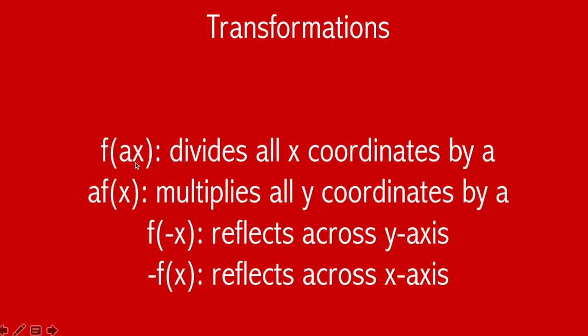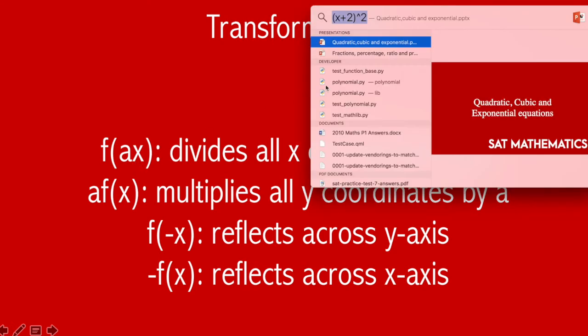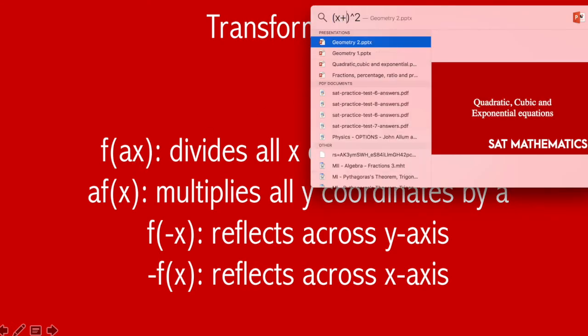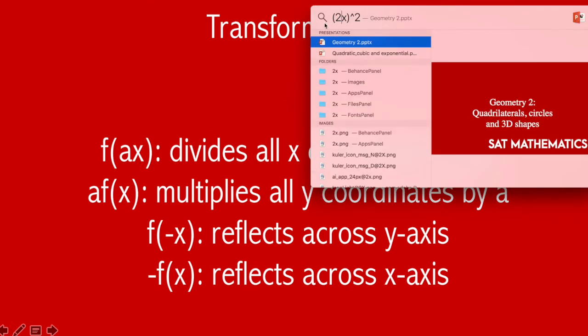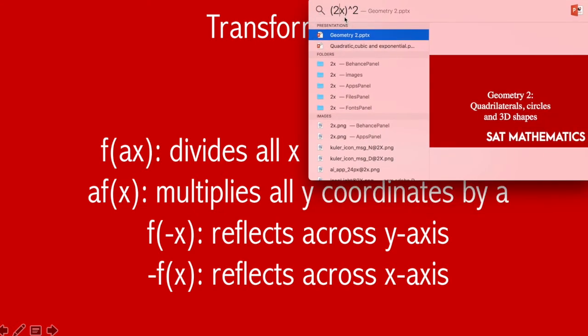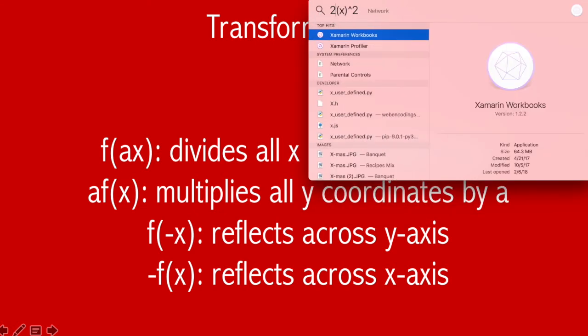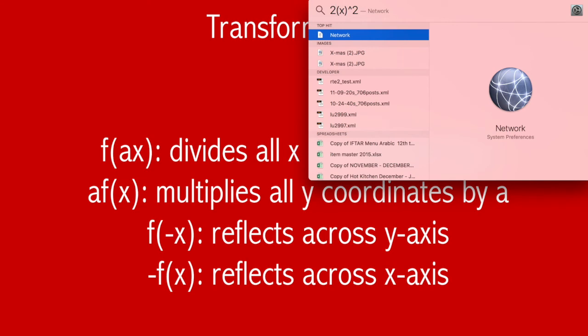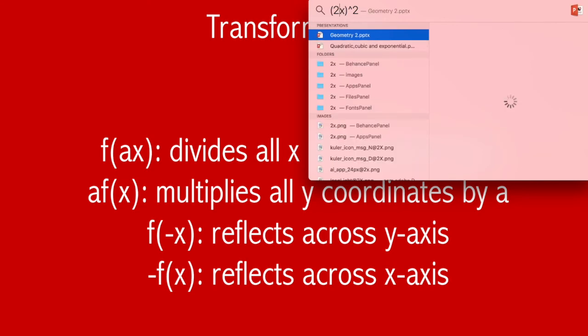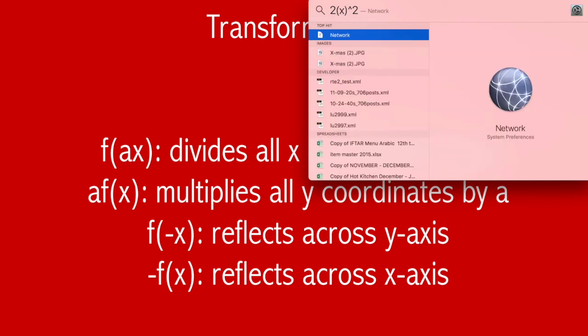Similarly, if we do something like this, it would divide all the x values in the graph by 2. But if we had a 2 outside, so note that this meant 4x squared, while this means 2x squared, so there is a difference. If the 2 was outside the bracket and not with the x, it would mean that all the y coordinates of the graph would be multiplied by 2, right?